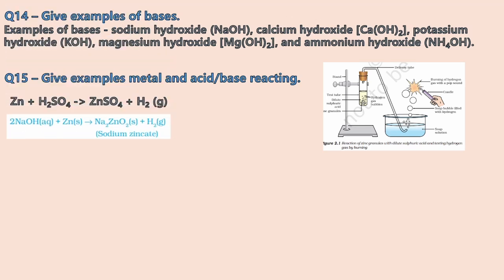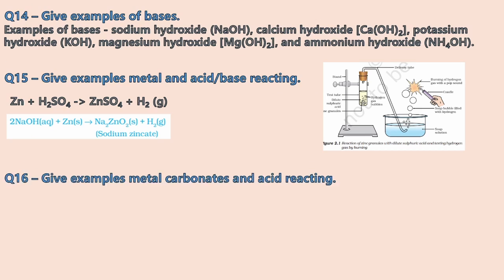What happens when a metal reacts with a base? Instead of H2SO4, if you make the zinc granules react with NaOH, that is sodium hydroxide, which is a base, you'll also get hydrogen gas, but the salt you get is sodium zincate, Na2ZnO2. So sodium zincate plus hydrogen.